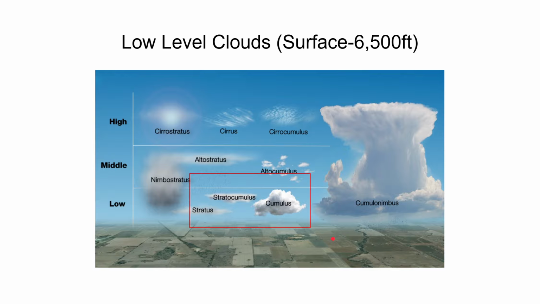Okay, the lower level clouds. These clouds range from the surface to around 6,500 feet, and they are the stratus, stratocumulus, and cumulus clouds, if you can see here.